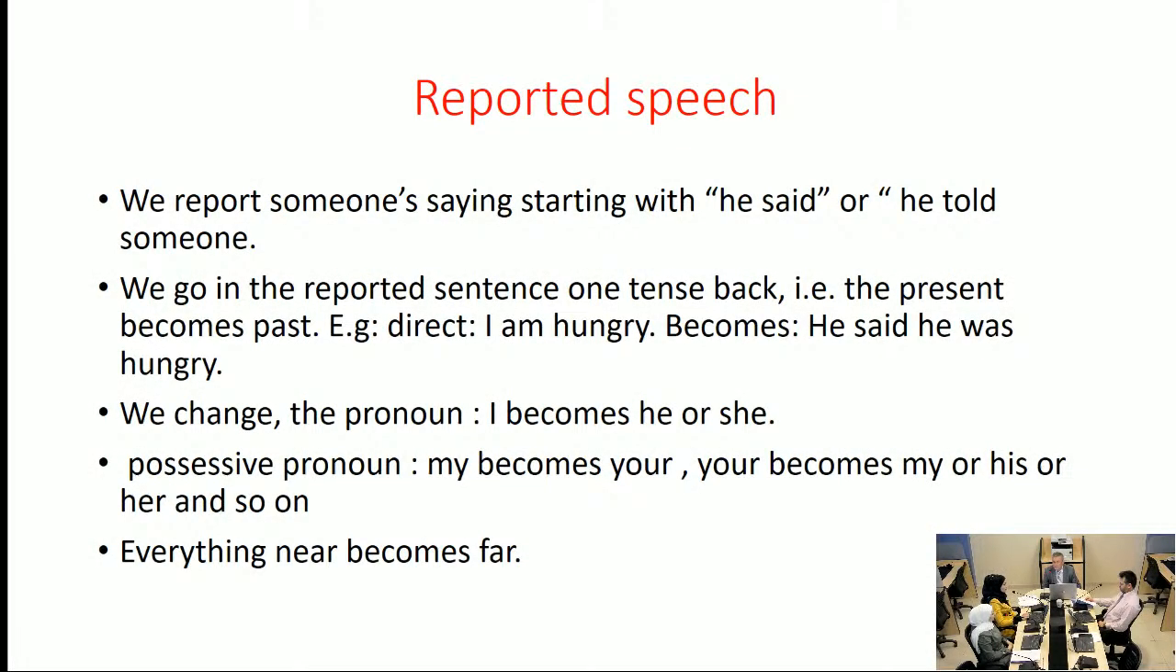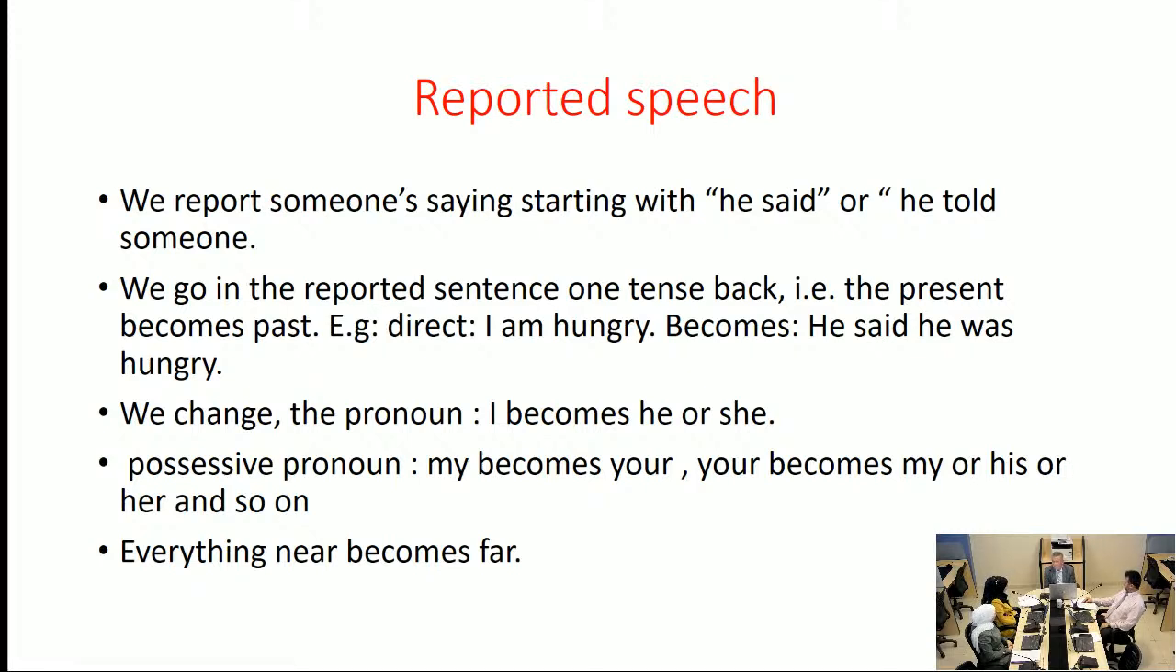We report someone saying, starting with he said or he told. This is the introductory part. Either he said, she said, or they said. So we report using the simple past tense. That's why we change the direct sentence one tense back. The present becomes past, and the past becomes past perfect. We go in the reported speech one tense back.